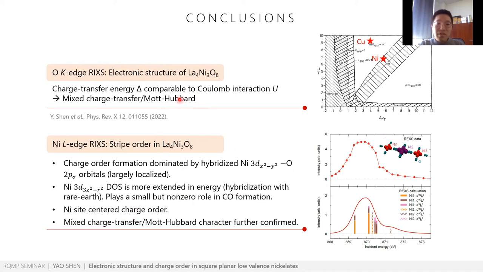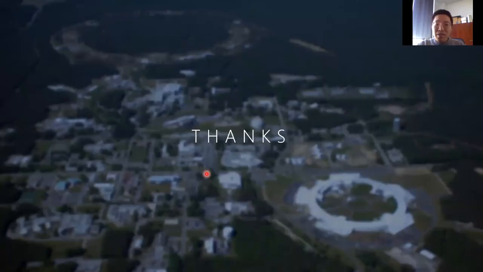So these results give us some indication about the differences and the similarities of cuprates and nickelates, and maybe some of the features are crucial for unconventional superconductivity and the others are not that important. Yeah, that's basically my talk. Thank you very much.